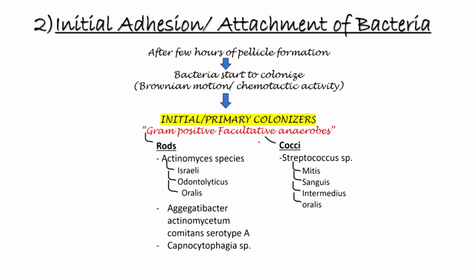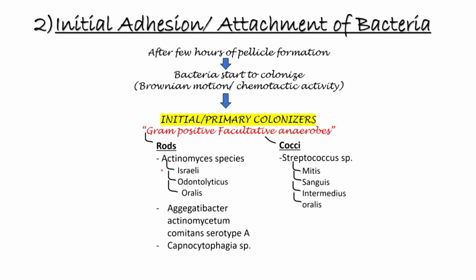These bacteria, which are the first to colonize, are called initial or primary colonizers. Mostly gram-positive facultative aerobes are the initial or primary colonizers. They may be cocci or rods. Let's see the different types of primary colonizers.